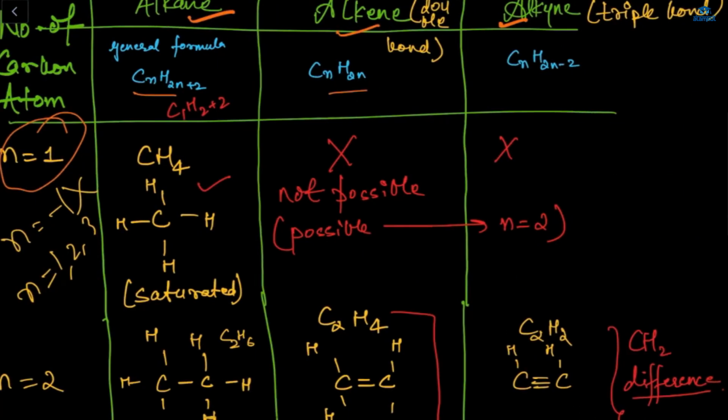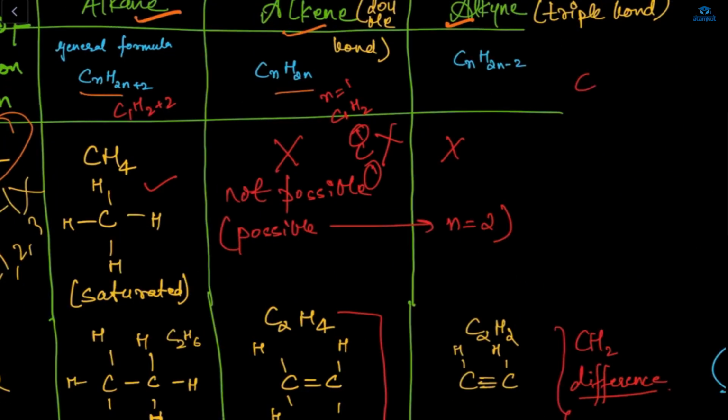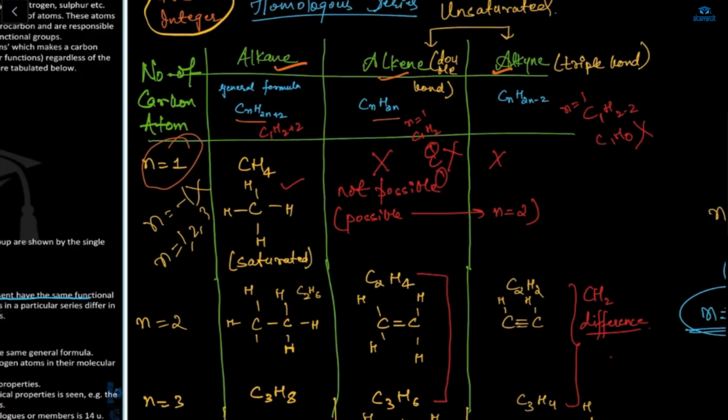And here, if I'm writing n is equal to 1, C1H2. So this is never possible. Why? Because carbon will have four bonds, but here carbon is having only two hydrogens. So this is not possible. Here also, if n is equal to 1, I'm taking C1H2 minus 2, which means C1H0. No, this is also not possible. So for n is equal to 1, in alkenes and in alkynes, n is equal to 1 is not possible in these two.